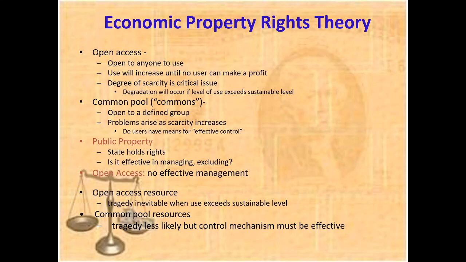Now let us talk about the open access case. Open access is open to anyone to use. That kind of use will increase until no user can make a profit. So the degree of scarcity is a critical issue as far as open access is concerned. Once the commodity is non-exhaustible and non-depletable, then normally there is no problem of open access.